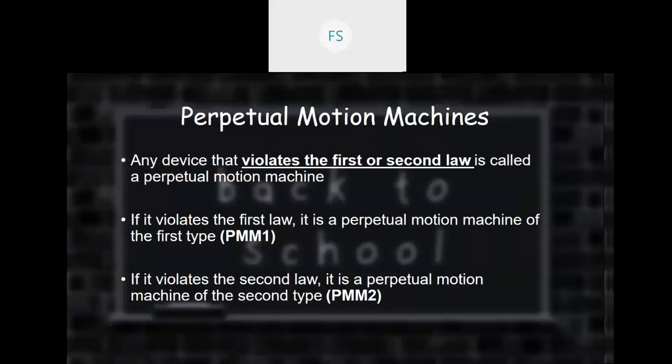And these perpetual motion machines have two types. The first type is PPM1. If it violates the first law, it is a perpetual motion machine of the first type, or PPM1. While if it violates the second law, it is a perpetual motion machine of the second type.